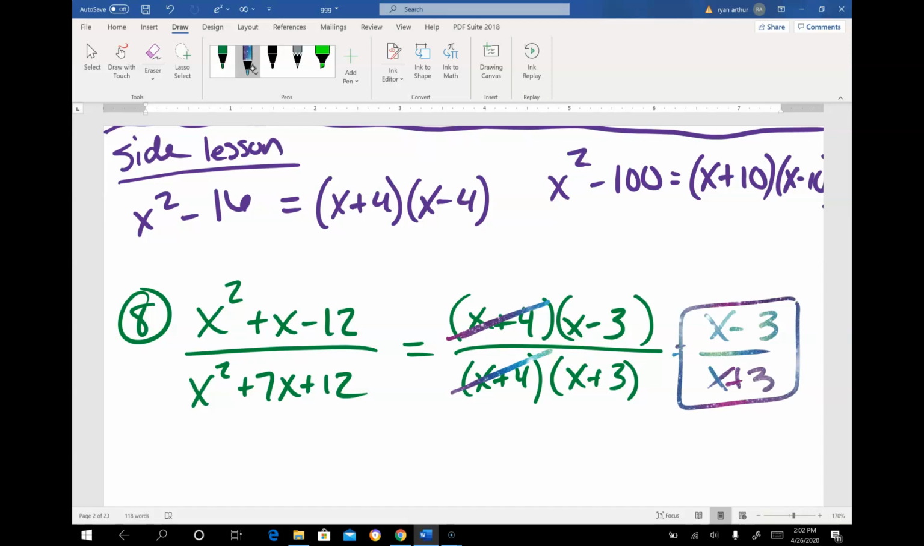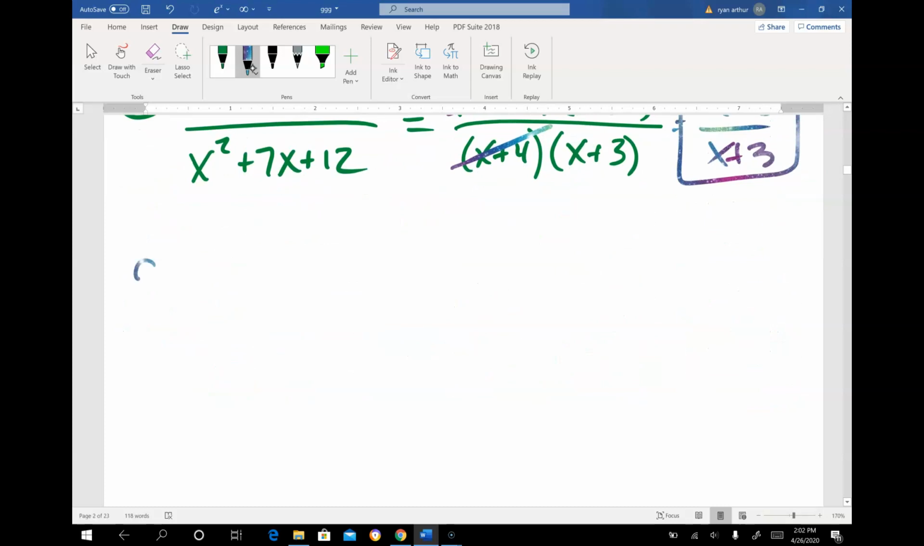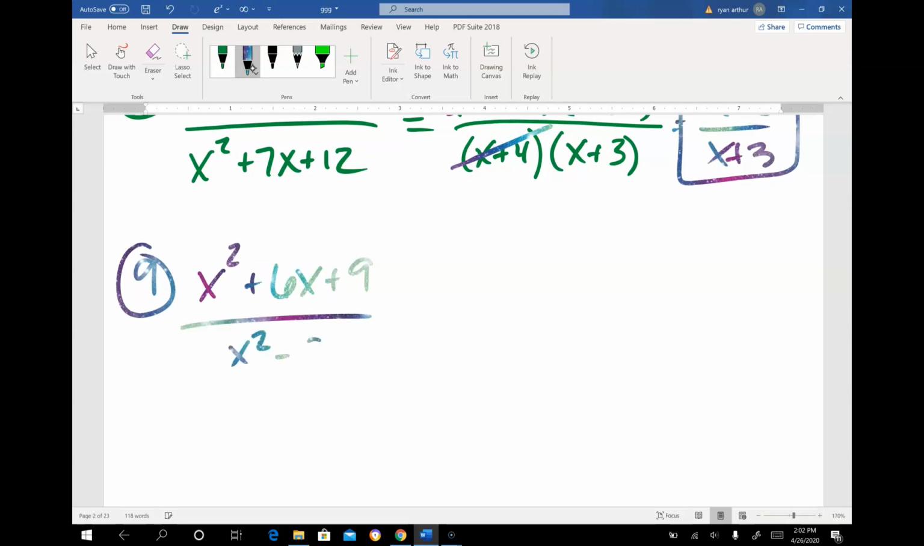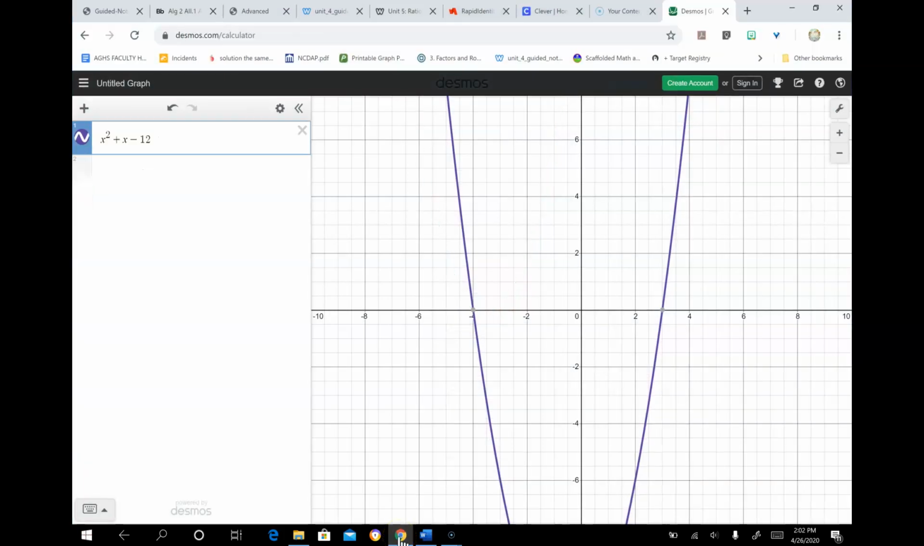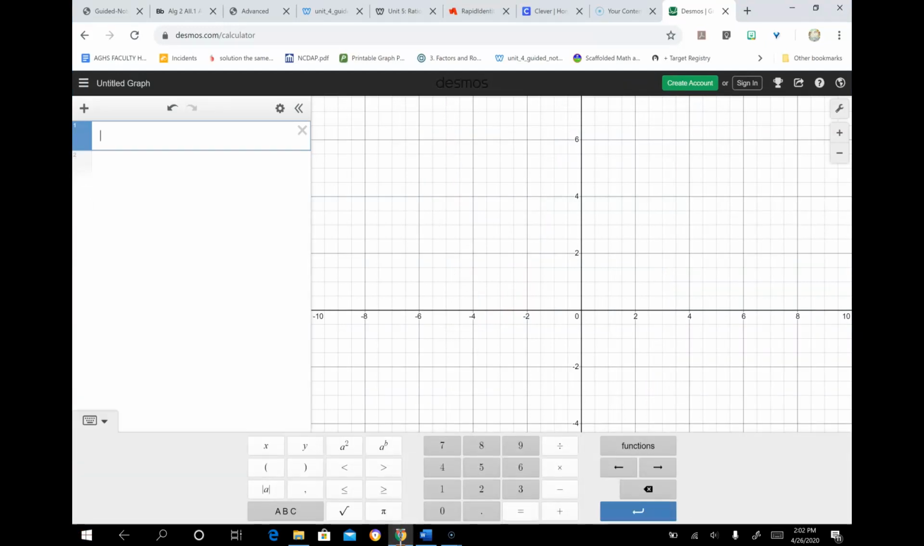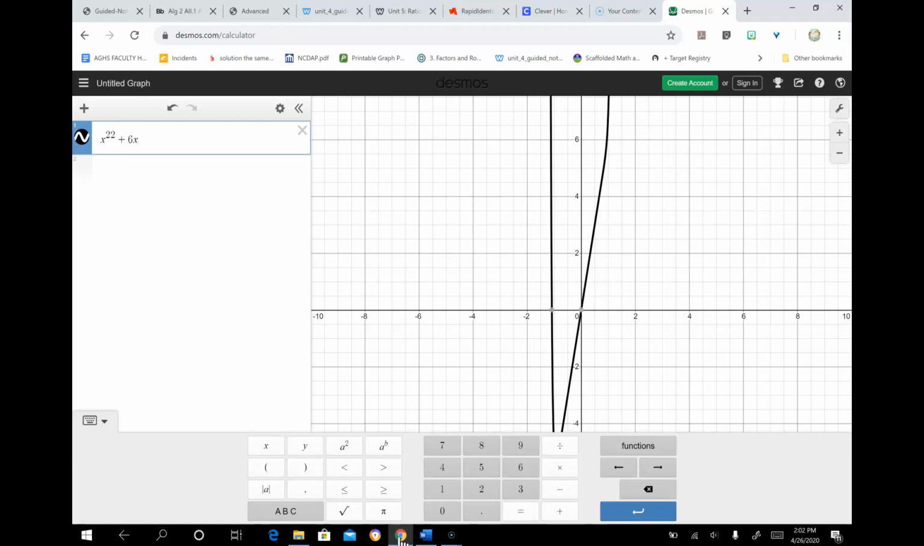Number 9. It's x squared plus 6x plus 9 over x squared minus 9, with no GCFs. I know I haven't been talking about that. As I go, I keep forgetting about GCFs. So I'm going to factor the numerator, x squared plus 6x plus 9.